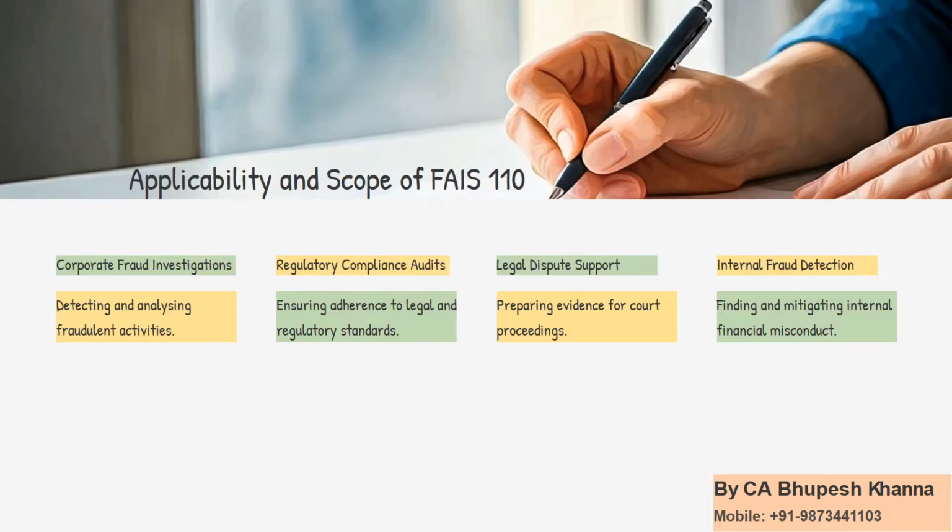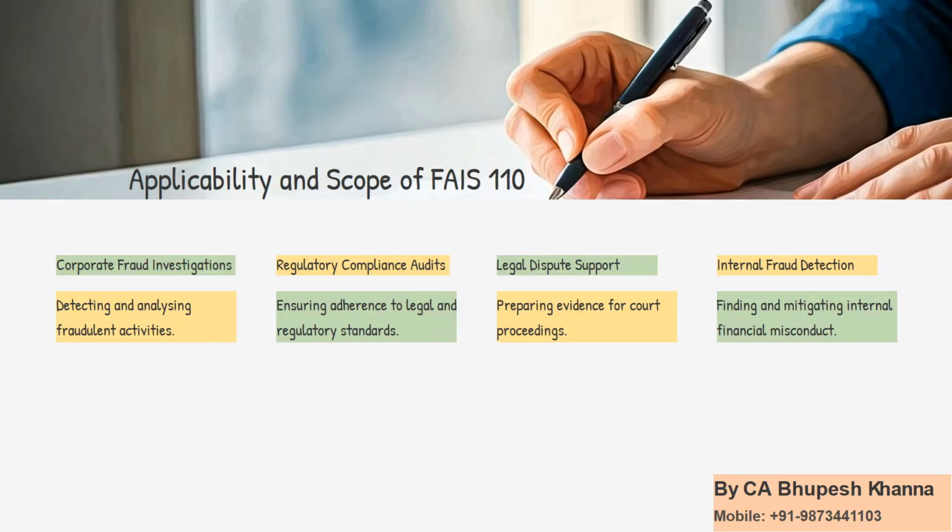Now we are moving on to Applicability and Scope. FAIS 110 is applicable to all types of forensic engagements, whether conducted for corporate fraud investigations, regulatory compliance audits, legal dispute support, or internal fraud detection. It must be followed whether the assignment is conducted for private entities, regulators, or courts.